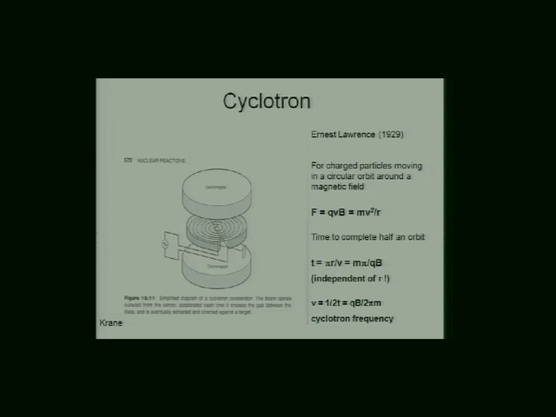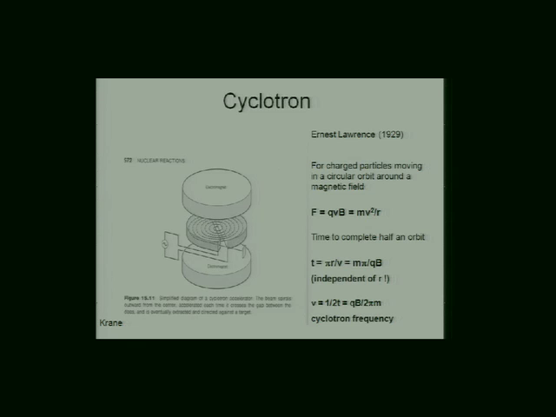And notice that now the time it takes to make half an orbit is independent of r. That was the thing that Lawrence figured out, that the frequency could remain the same. And so the frequency is 1 over 2t, where t is the time, and that's qB over 2 pi m. This is what's known as the cyclotron frequency.